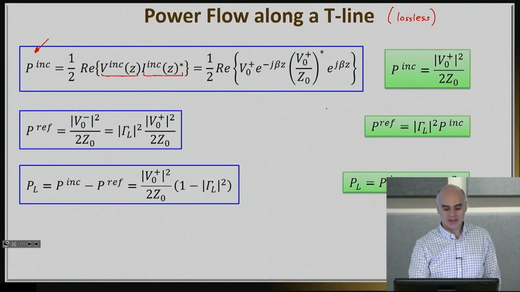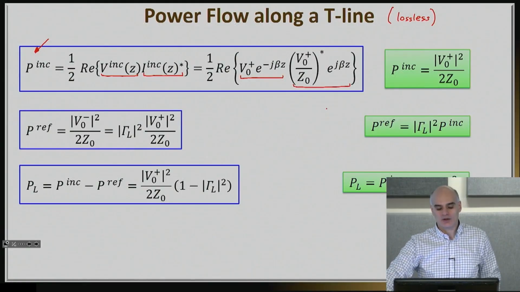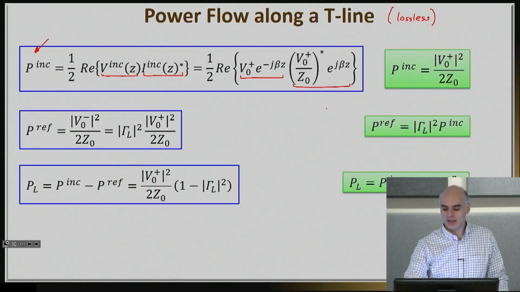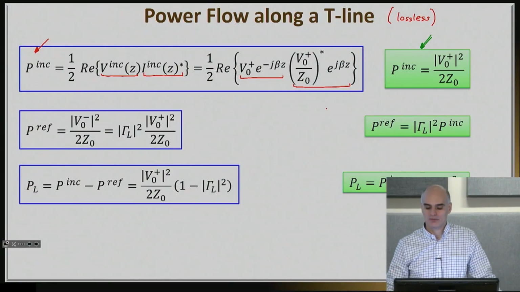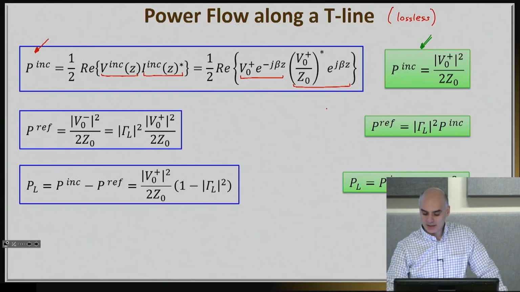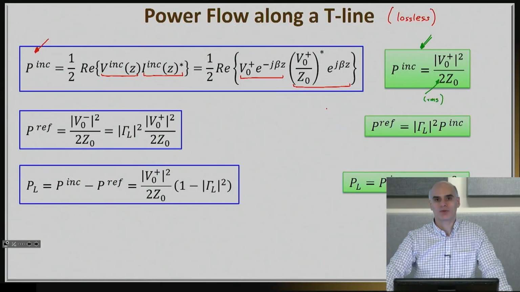So I have simply expressed here the knowledge I have for the incident voltage. I have simply expressed here the incident current, complex conjugate, and that gives me this interesting and famous result that the incident power is going to be nothing else but the magnitude of V naught plus squared, divided by 2 Z naught. And again, that 2 would not have been there if you had RMS values. Here I have magnitude values, so that 2 is actually there.